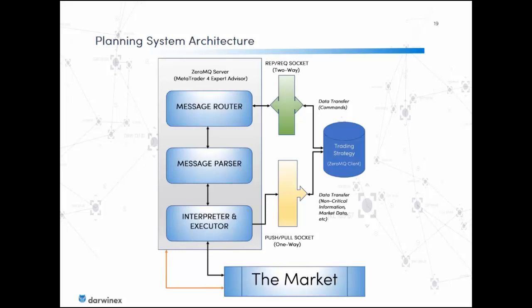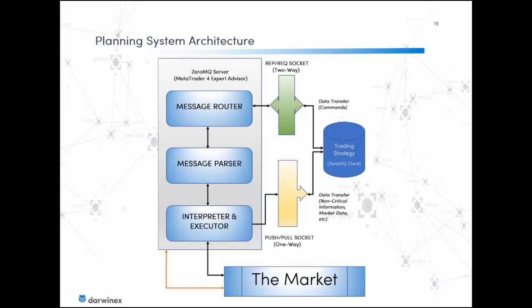The key difference between the request-reply socket and the push-pull socket is that request-reply is bidirectional, and push-pull in this case is unidirectional or one-way. And we'll go on to describe this implementation shortly. So the infographic shows you a trading strategy on the right-hand side that communicates with a MetaTrader 4 expert advisor, which we will implement as a ZeroMQ server application. It will accept commands via those two sockets. It will communicate with the trading strategy via those two sockets, and it will have three components of its own: a message router, a message parser, and an interpreter and executor.